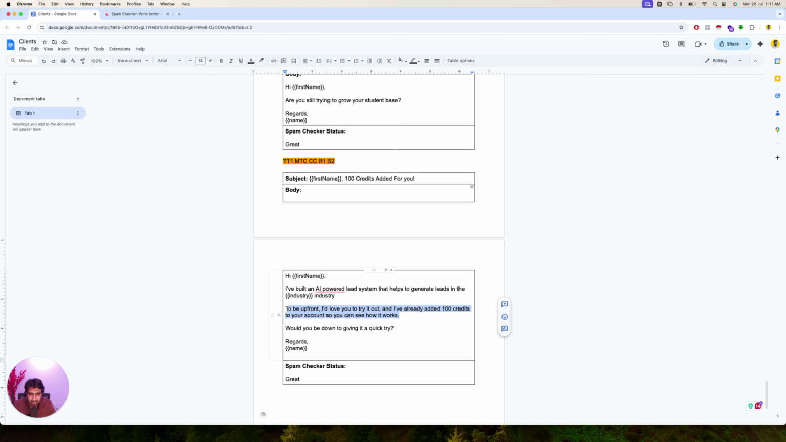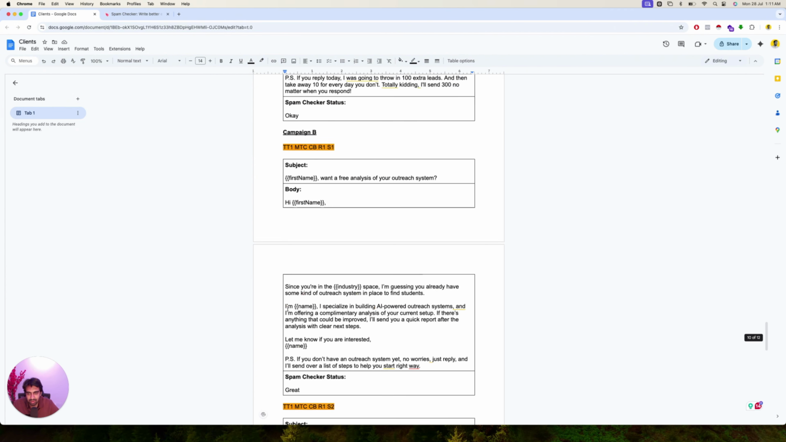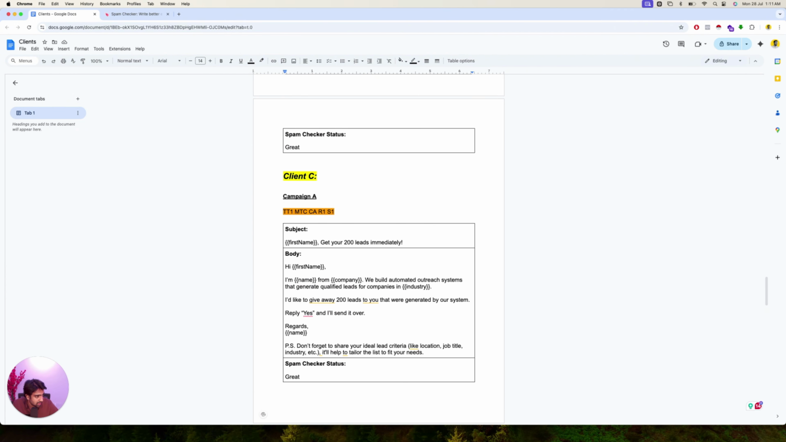Sequence 2 is basically about me trying to explain that I've built a lead system for this industry. I've given you 100 credits, you want to try? Very simple, straightforward. No need to explain so much stuff. Yep, that's it for client C. Now let me take a look at the results. If I'm not wrong, I did get a few leads.